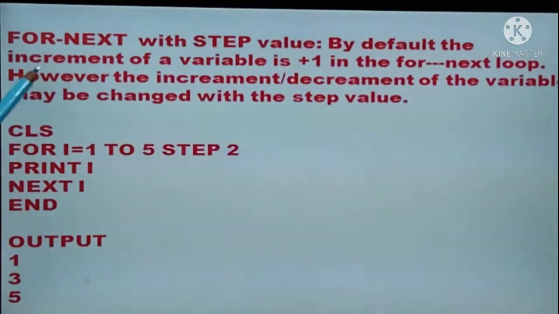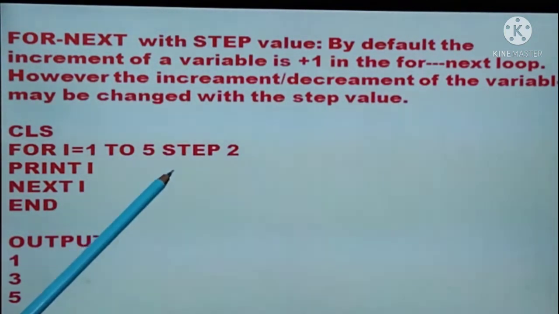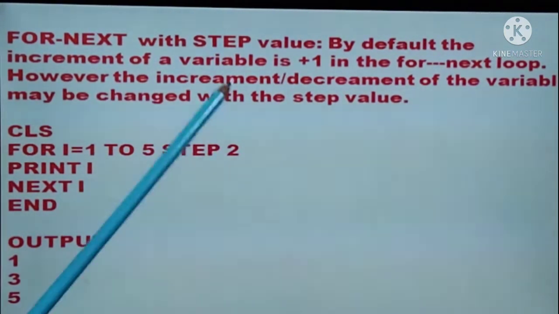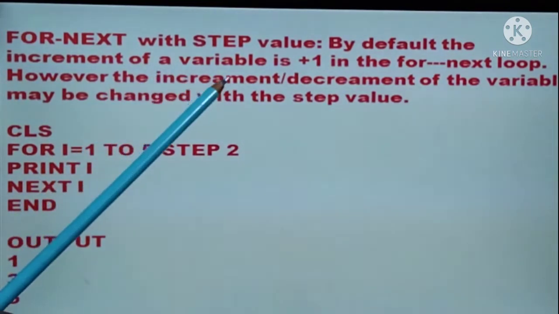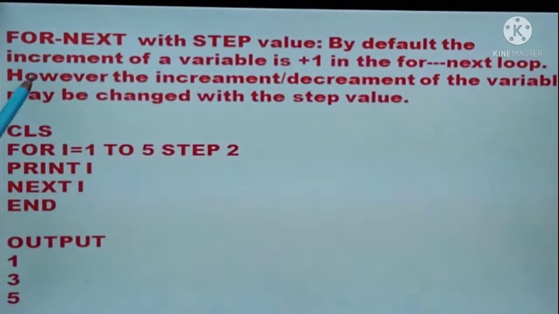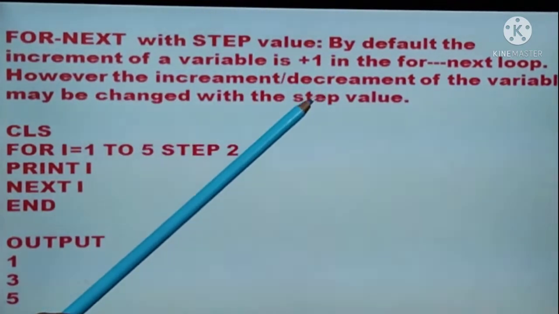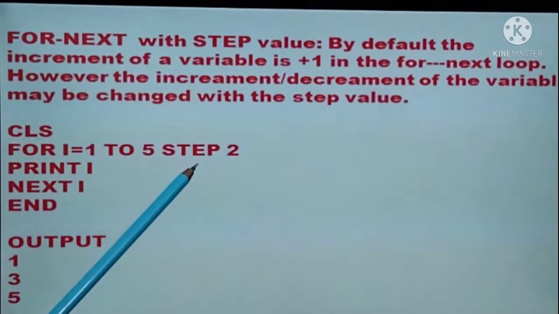Now sometimes it so happens that in for next loop we need to change the increment. By default for next is incremented by 1. So if we want to increase by 2, by 3, or whatever maybe, then we have to use step. Okay, step and the value. So by default the increment of a variable is +1 in the for next loop. However, the increment and decrement of the variable may be changed with the step value.